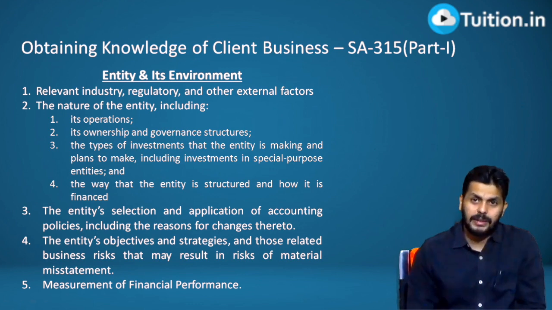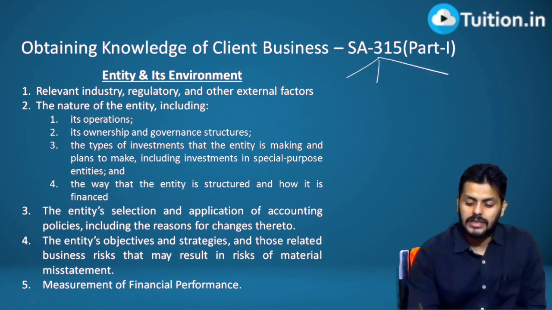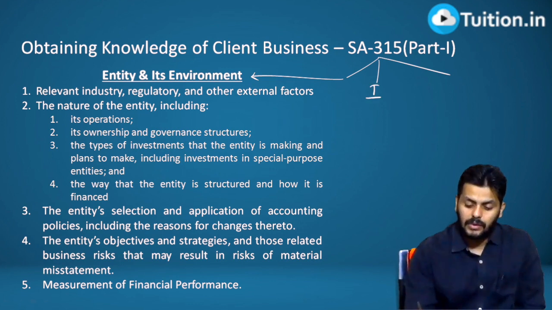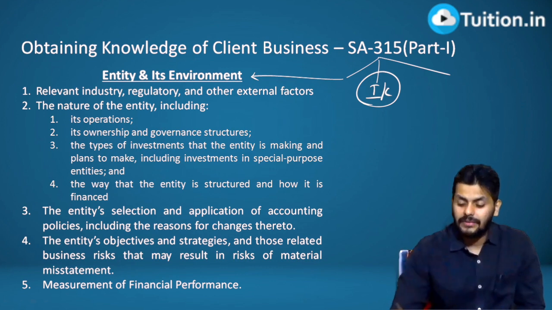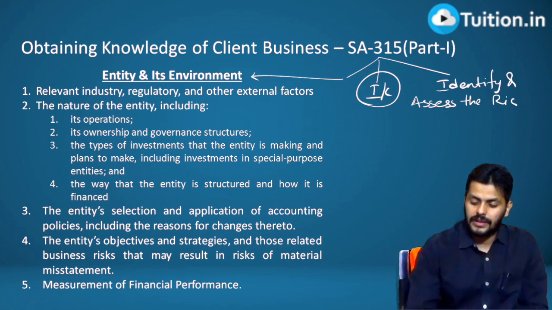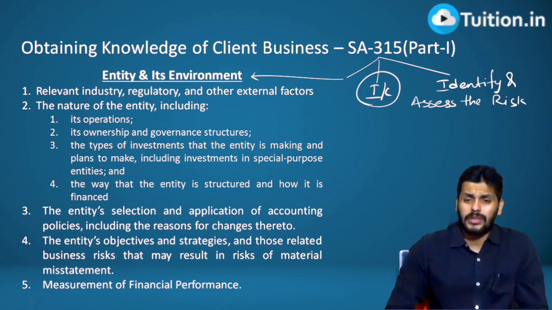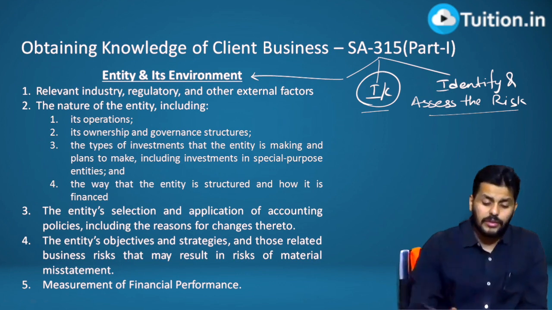If you have constantly observed what 315 has always spoken about, 315 has been a 3-part standard. Part 1 is about understanding the entity and environment. Part 2 is about understanding the internal controls. Now if you have done these two clearly, then we will be going about to identify and assess the risk. This is exactly what we will be doing in terms of our understanding with respect to 315. There are 2 parts to this standard we will deal with later. Right now I'm going to take you through the 5 points.